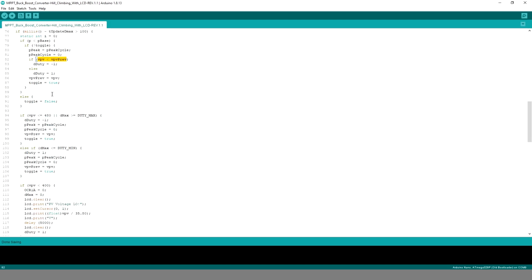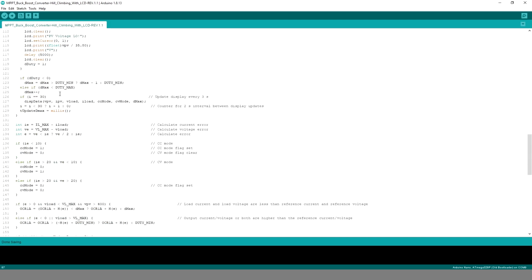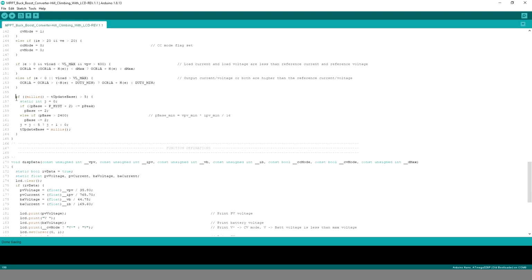The toggle flag is set to prevent the alternation in duty cycle change direction until the power goes above the base power. The maximum allowable duty cycle is increased or decreased by a small step depending on whether the duty is positive or negative. The base power is incremented or decremented by small steps every 2 milliseconds and tries to remain at a position slightly less than the peak power, called hysteresis.